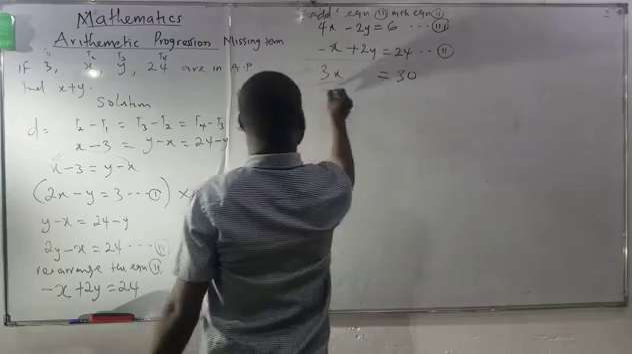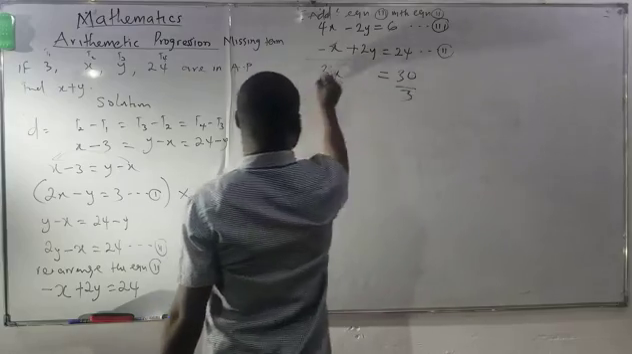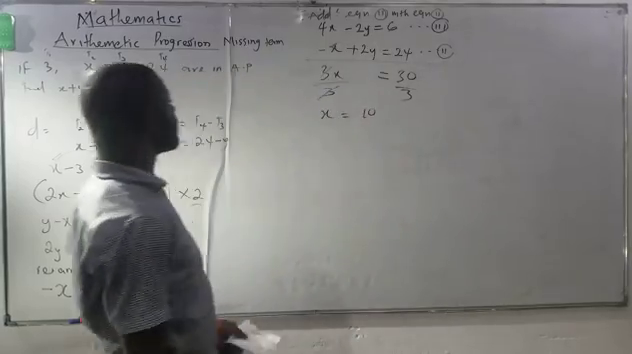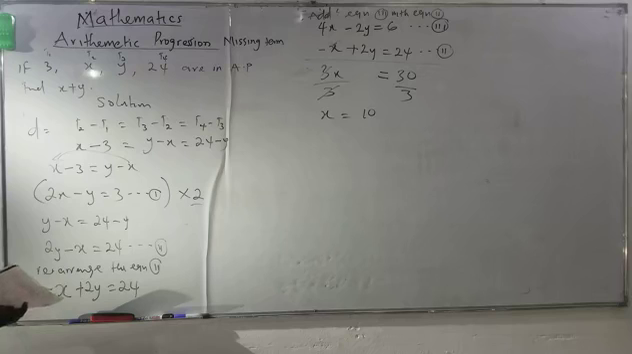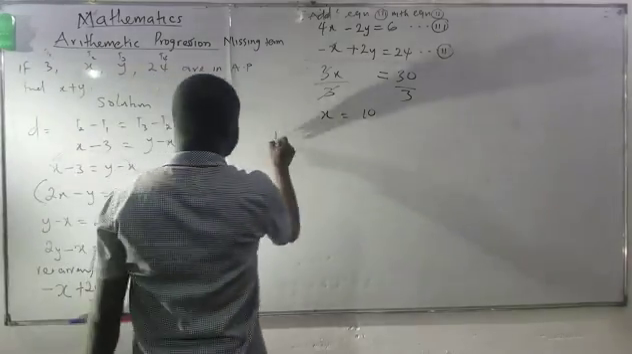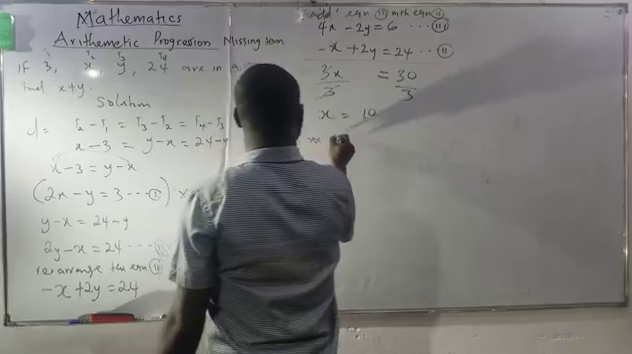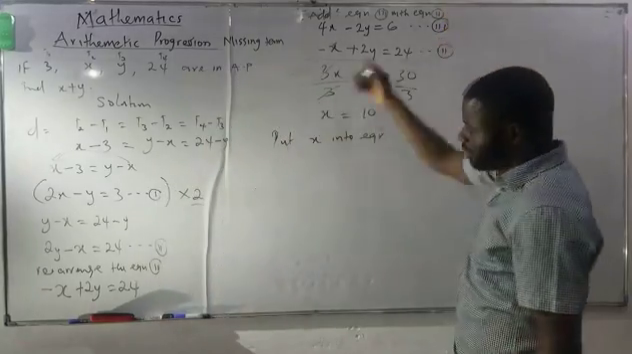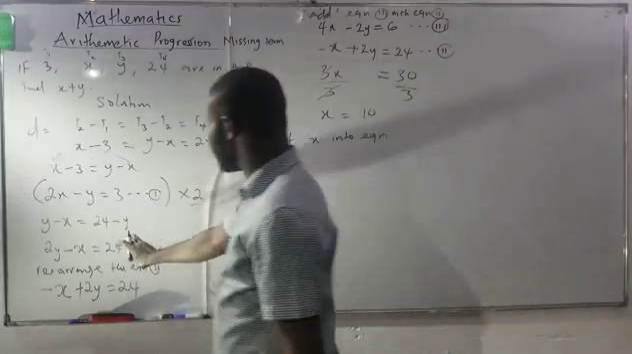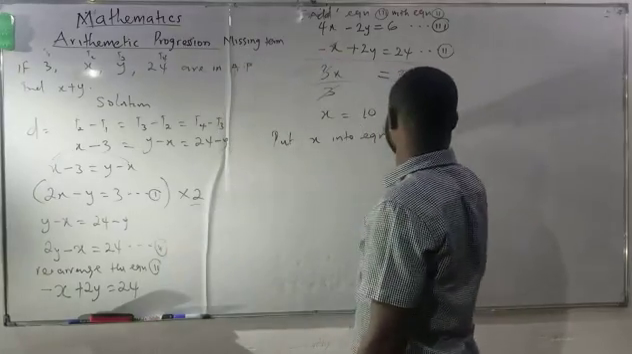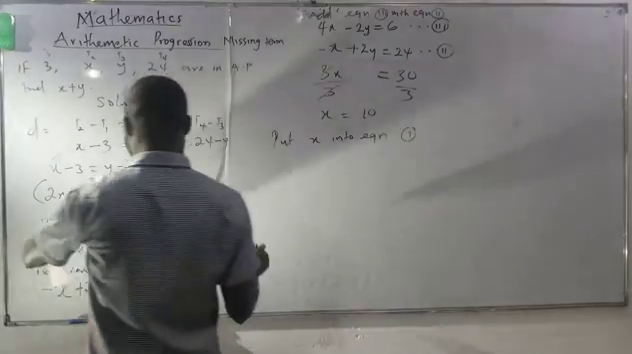Now, divide both sides by 3. This will cancel. x equals what? 10. x equals 10. Since x equals 10, I can now proceed by getting my y. Put x into an equation. Which equation is comfortable? I think this equation is not bad, equation 1, because the numbers there are not so much.